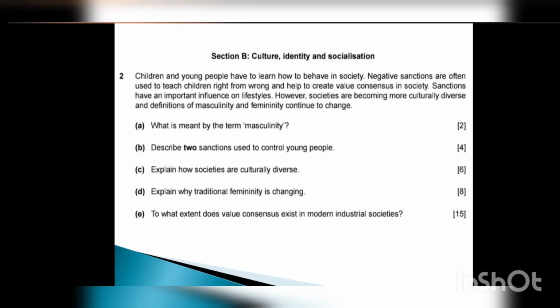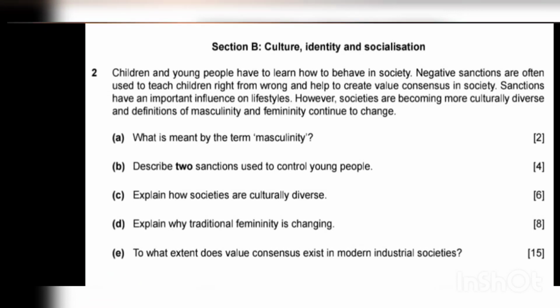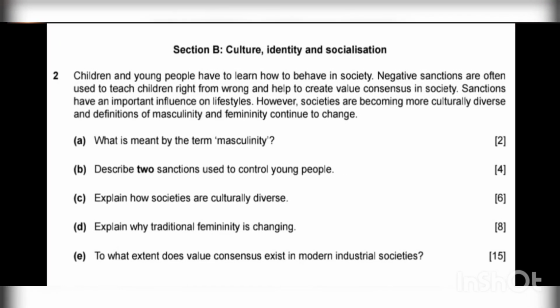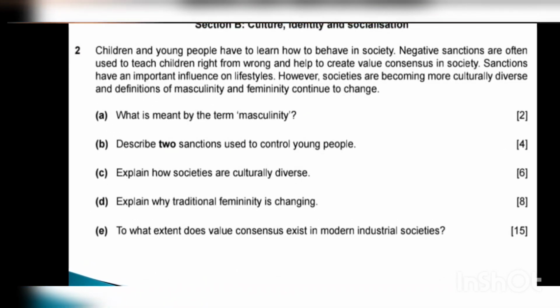Children and young people have to learn how to behave in society. Negative sanctions are often used to teach children right from wrong and help to create value consensus in society. Sanctions have an important influence on lifestyles. However, societies are becoming more culturally diverse and definitions of masculinity and femininity continue to change.